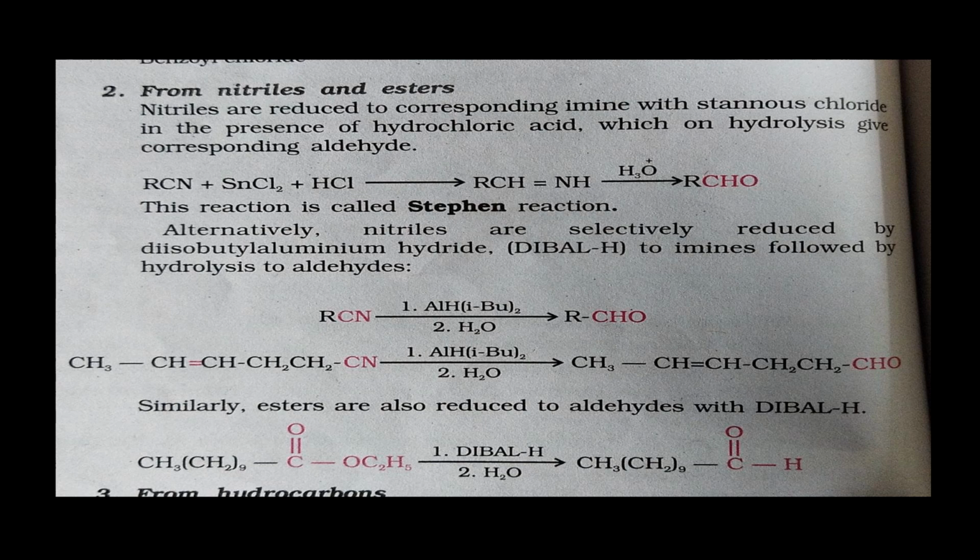Similarly, esters are also reduced to aldehydes with DIBAL-H. CH3CH2(CH2)9 attached to C=O, OC2H5, in the presence of DIBAL-H and H2O gives CH3CH2(CH2)9 C=O H.